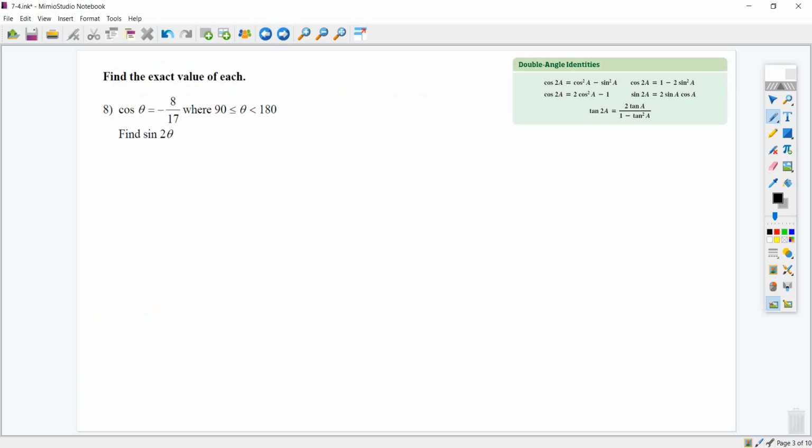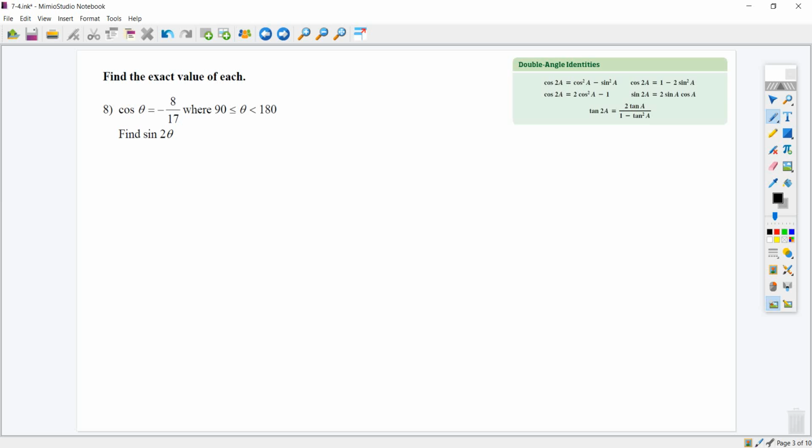So question 8 is more. Now we will use the double angle formulas. It didn't specify to use the half angle, so I prefer the double angle here. You are looking for sine 2 theta. Remember the formulas. Cosine 2 theta has 3 options: cosine squared a minus sine squared a. Cosine 2a is equal to 1 minus 2 sine squared a. And cosine 2a is also 2 cosine squared a minus 1.